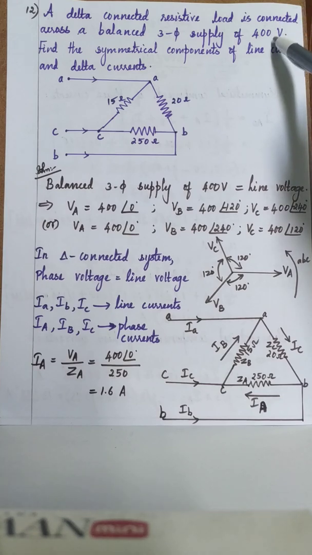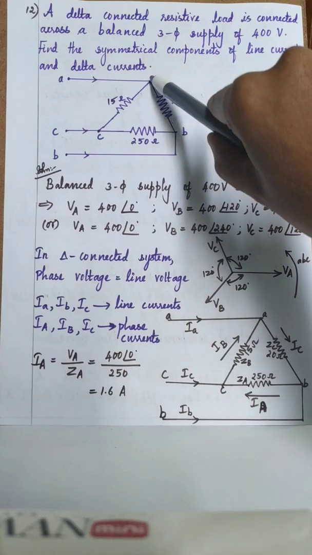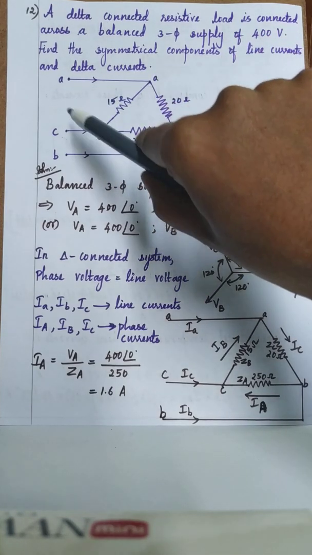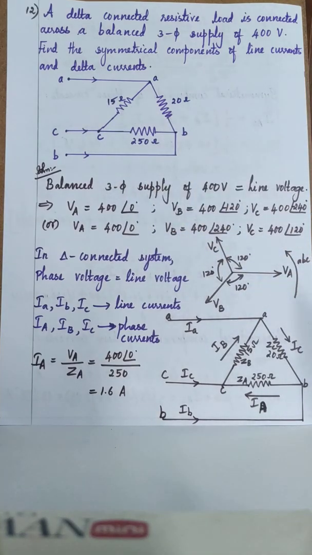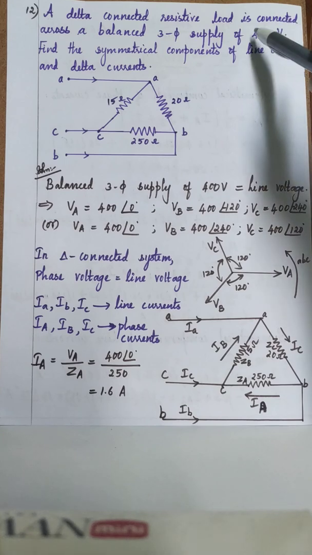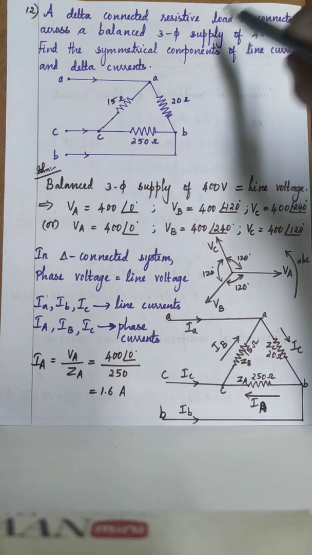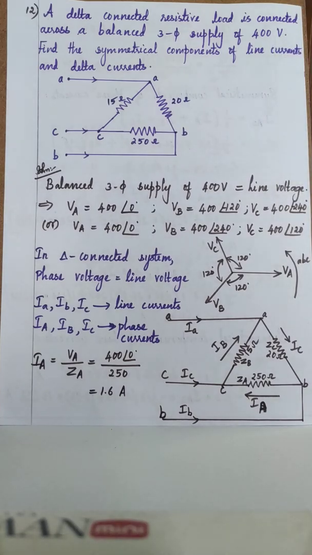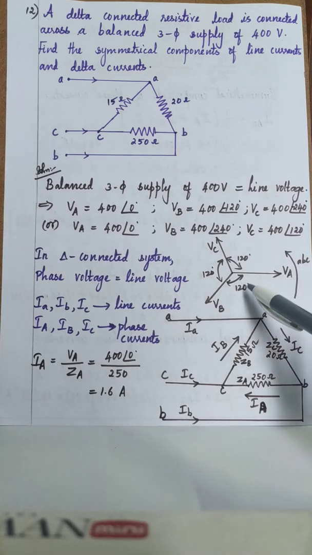What is this 400 volt? It is the voltage between A and B, or between A and C, or between B and C. It is only the magnitude, so now we are going to write it in terms of the phase angle. Balanced supply, magnitude 400 volt. For a balanced system, the magnitude will remain the same and the phase angle will differ by 120 degree following an ABC sequence as shown in this diagram.